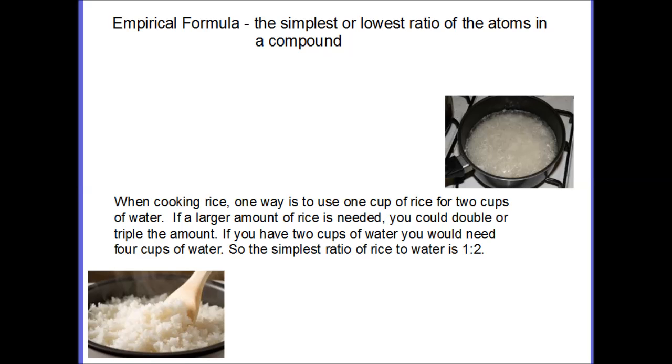Here's a quick example of how you might see this when you're cooking rice. One way to usually make it, depending on which type of rice you use, is to use 1 cup of rice for every 2 cups of water. If you wanted to make double or triple the amount, all you have to do is multiply how much water you need. For example, if you want to double the recipe, you would have 2 cups of rice and 4 cups of water. But the simplest ratio is still 1 cup of rice for every 2 cups of water, regardless of how much rice or water you have. The simplest ratio is always going to be 1 to 2. And that's what we're looking for with the compounds.